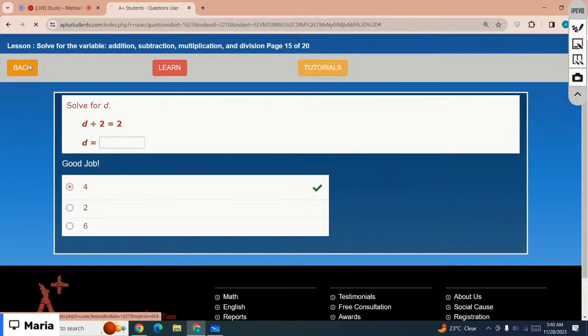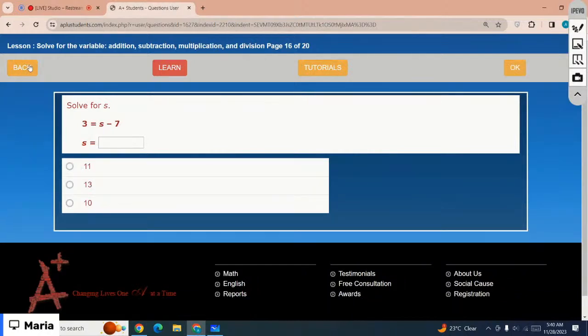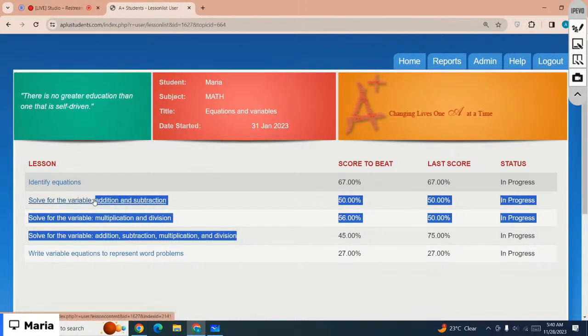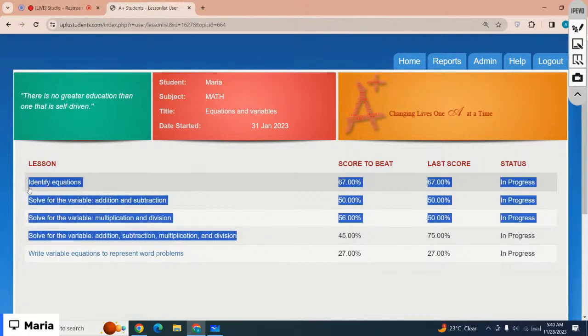Okay, you can complete the lesson by yourself later today. So we were working on grade 3 math. The chapter we were working on is variables and equations. The lessons we have covered today are identify equations, solve for the variables addition and subtraction, solve for the variable multiplication and division, solve for the variable addition, subtraction, multiplication and division, right?